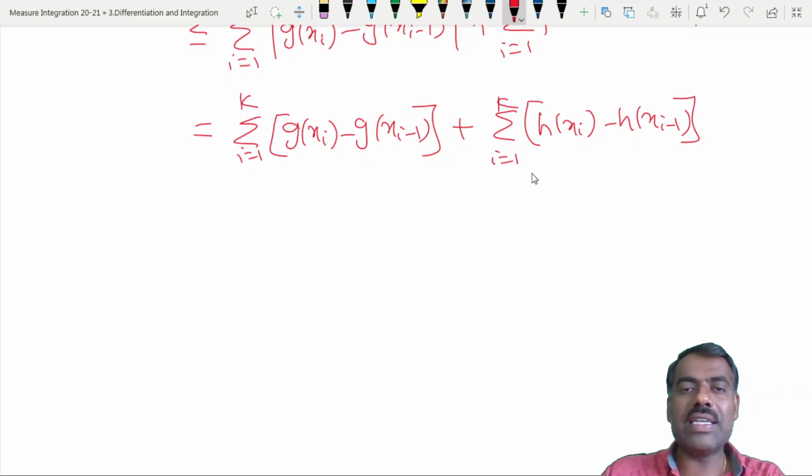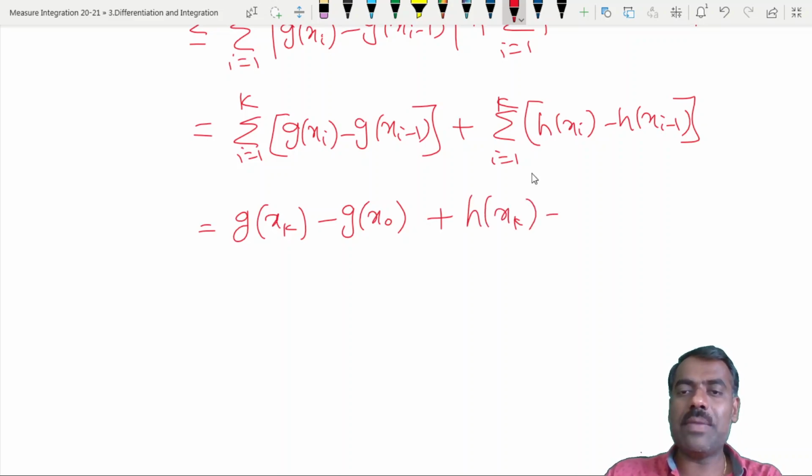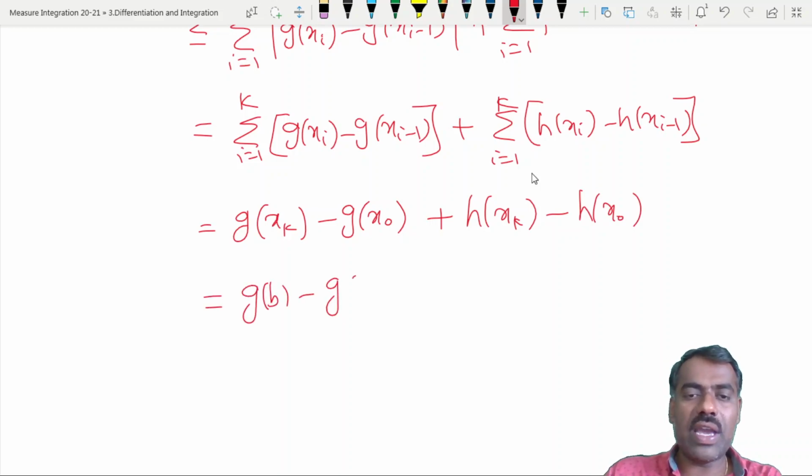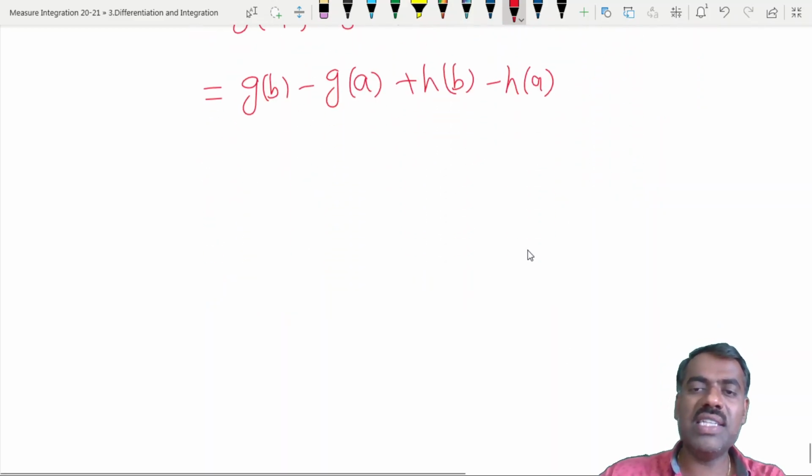But now again, if you expand the thing, only two terms will remain, namely g of xk minus g of x naught plus h of xk minus h of x naught, right? But xk is same as b, so what you have here is g of b minus g of a plus h of b minus h of a. Is this clear? Yes or no?